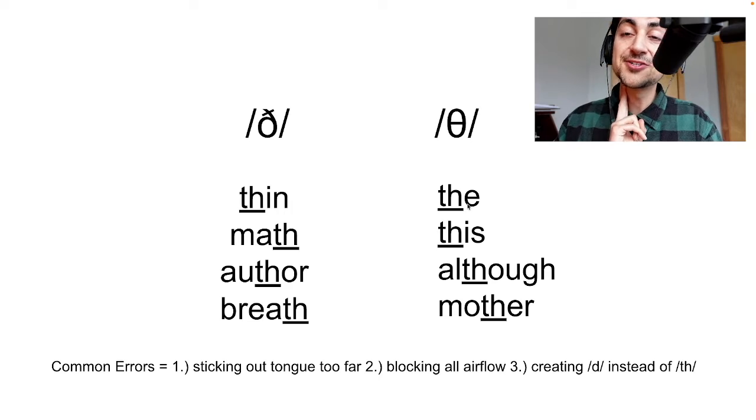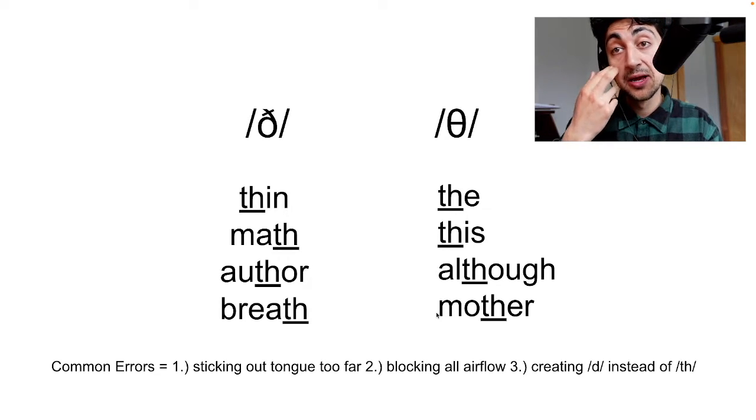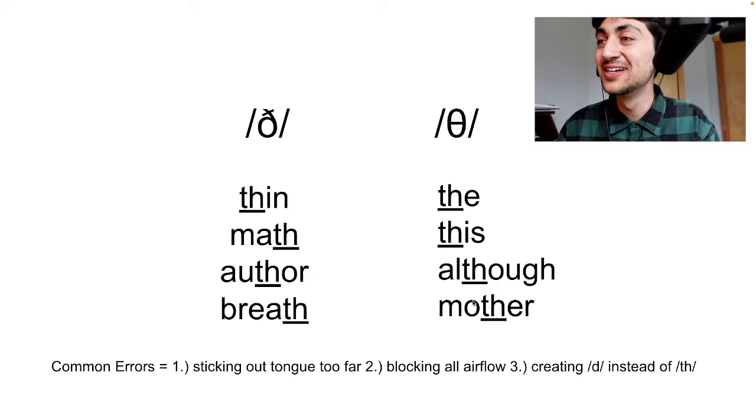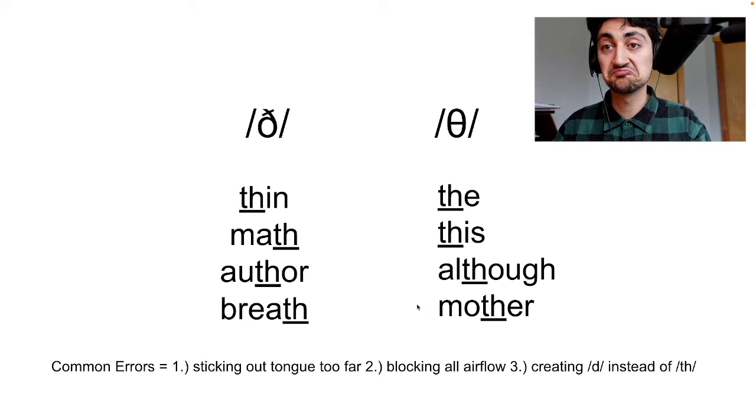Noticing now the vibration here, the buzzing. The. This. Although. Mother. Now, I like to pause here. A lot of family names, I guess we have mother and father. Those are two very important words, right? For family and stuff, this is the TH sound we would use with it: a voiced th. That's kind of cool, right?